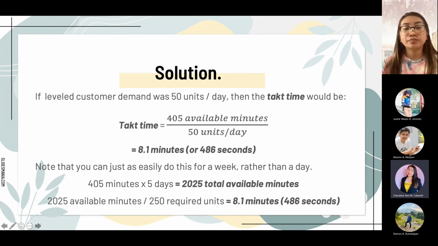So that means your total available minutes per day is 2025. Total available minutes divided by 250 required units, it's still the same, 8.1 minutes per unit.